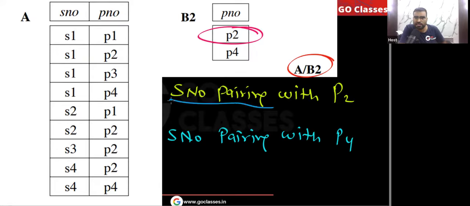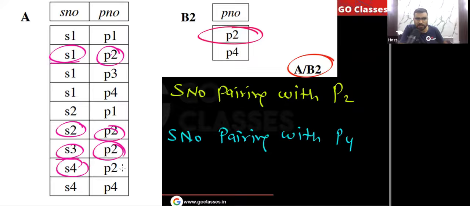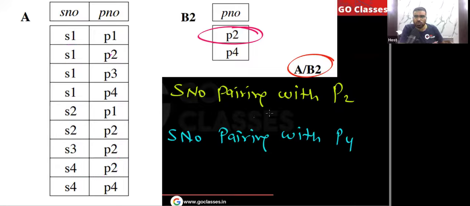I find S numbers pairing with P2. Okay, which S numbers are pairing with P2? Like this is pairing with P2, this is pairing with P2, this is pairing with P2. So what are those? Tell me. You can see S numbers pairing with P2. So those are S1, S2, S3, S4.